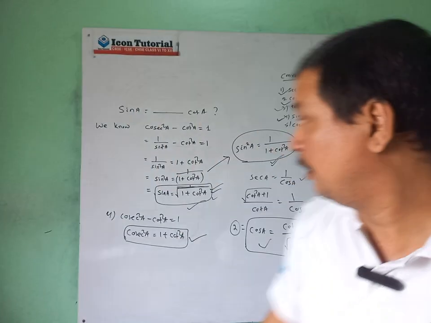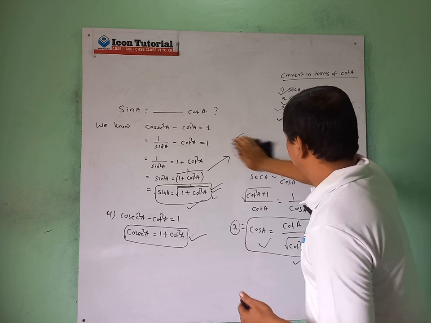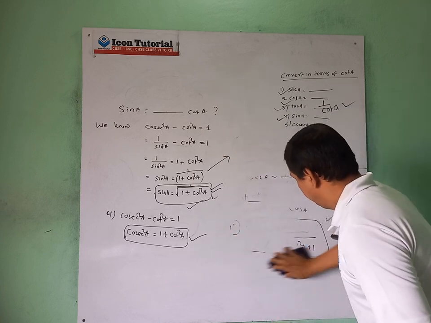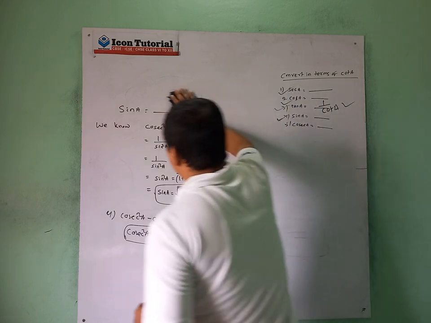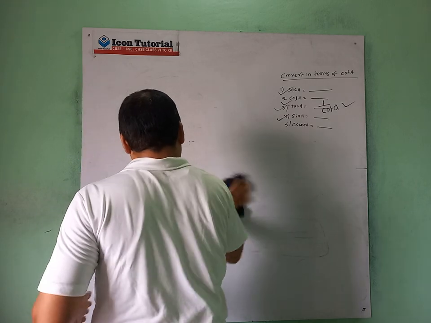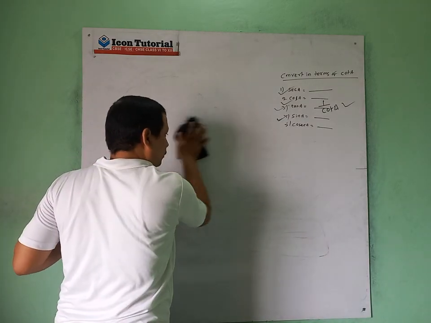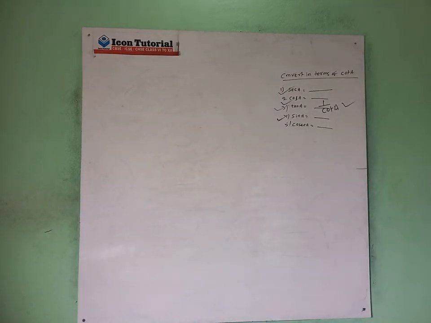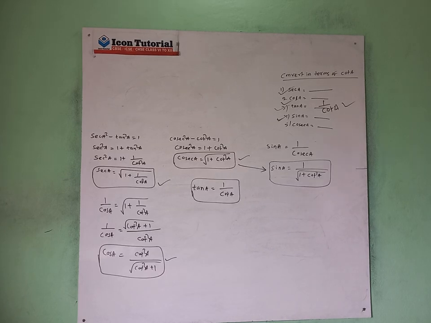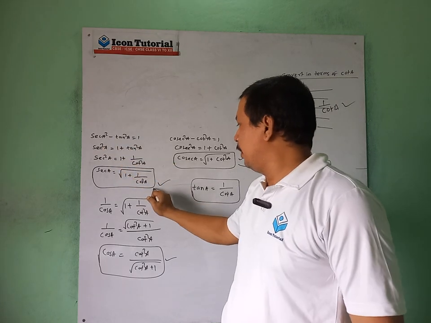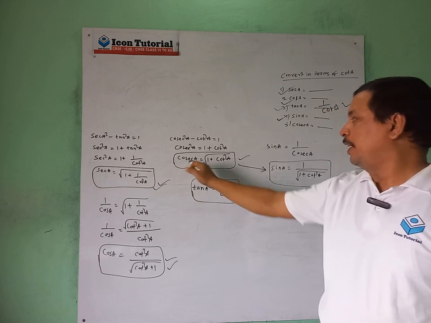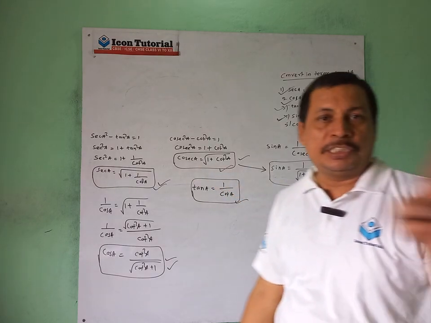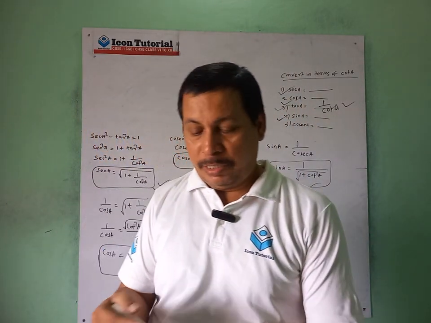So once again I am writing all this. Now see, once again revising: this is sec in terms of cot, then cos in terms of cot, tan also in terms of cot, cosec in terms of cot, sin in terms of cot. This is all about question number one. All of question number one you can do in this way.